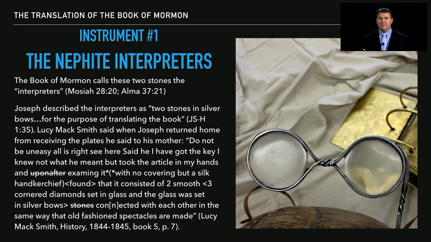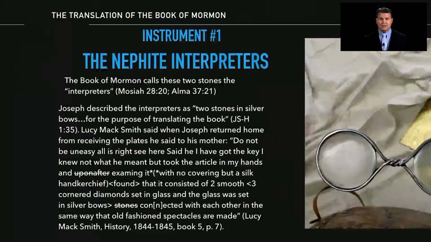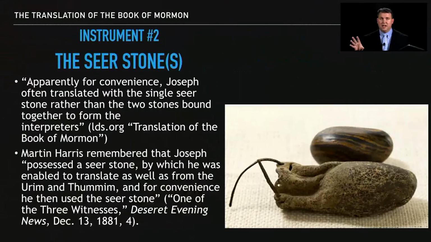But from the beginning, there has always been a side narrative as well that talks about the use of a seer stone. The official Gospel Topics essay, the one that you read for today, says this: "For convenience, Joseph often translated with a single seer stone rather than the two stones bound together to form the interpreters."